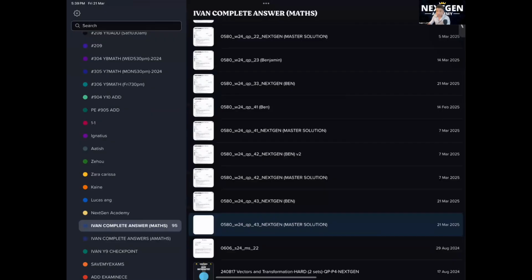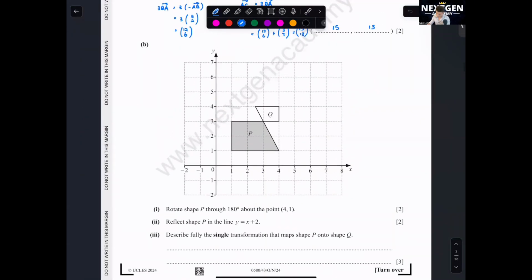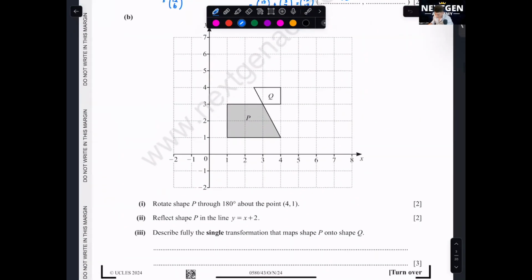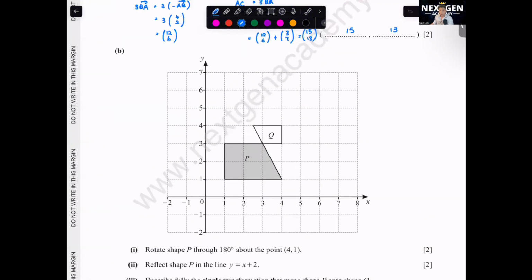Question B. Okay, easier. Rotate shape P through 180 degrees about the point (4, 1). Where is (4, 1)? So (4, 1) is the center here. I remember the last lesson someone asked me, what types of rotation do we need to know? Technically two only: 90 degrees and 180 degrees. 90 degrees will be for clockwise and anti-clockwise. For 180 degrees, whether you go clockwise or anti-clockwise, it is also the same.